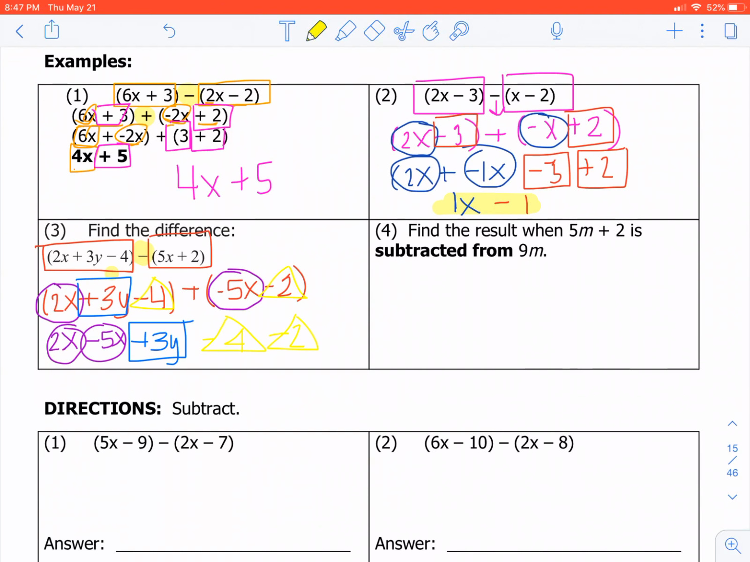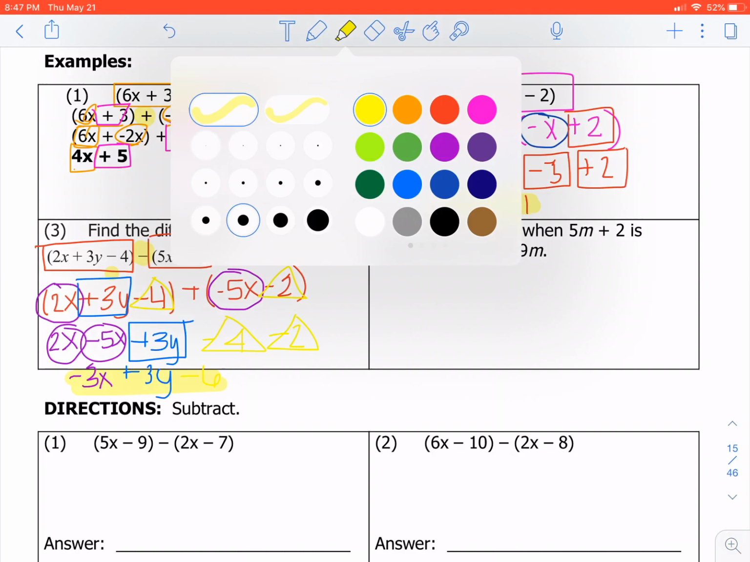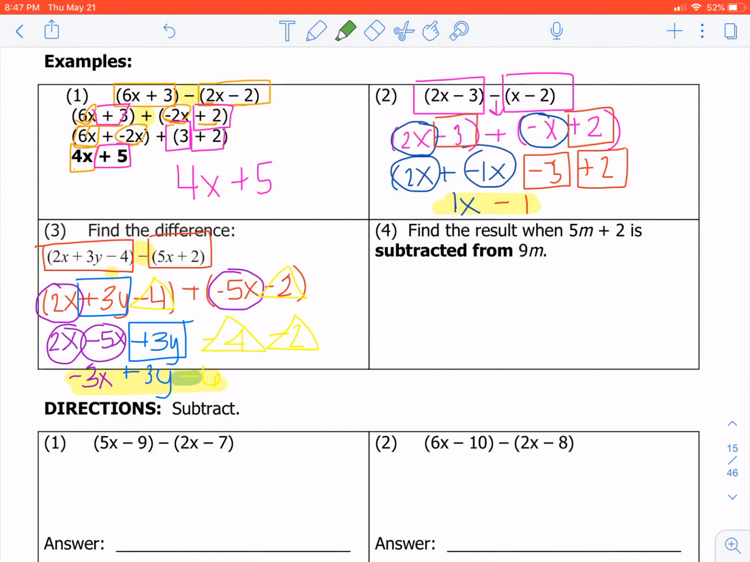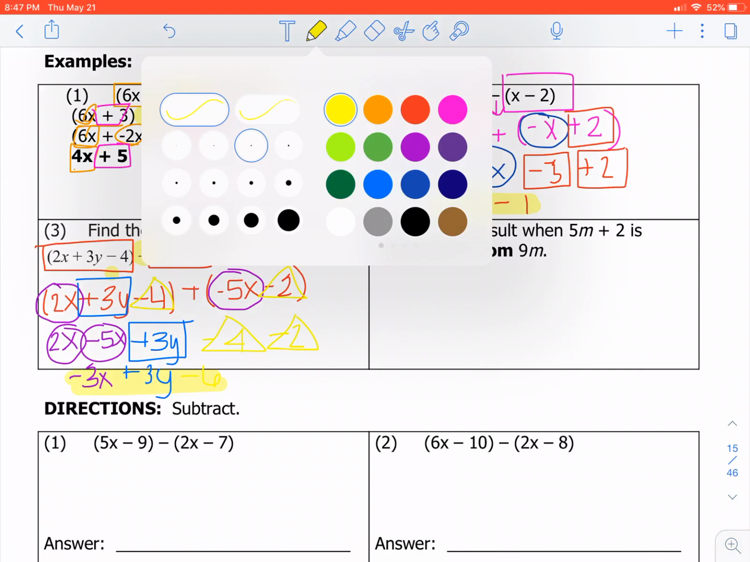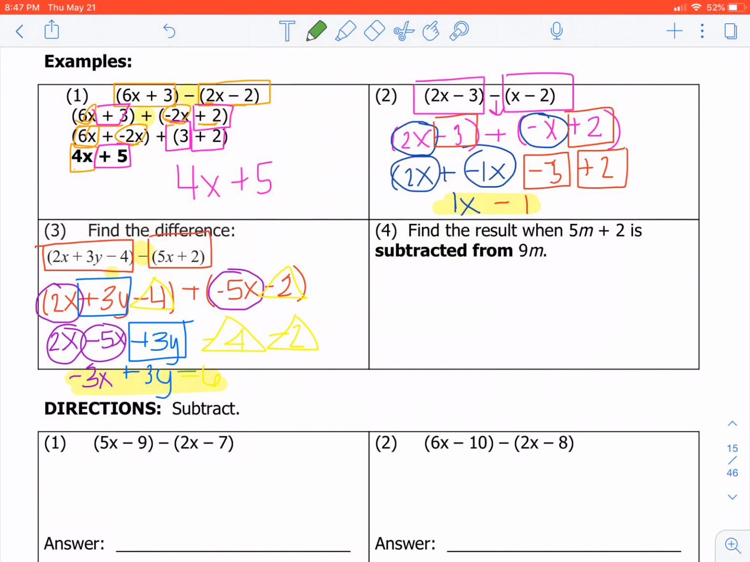Okay, I'm going to add all of my like terms. So 2 plus negative 5, that's negative 3x. This is going to be plus 3y. And then negative 4 and negative 2 is negative 6. Here's my answer. Nothing in there is like terms, so we just leave it as that. And you can barely see. Let me make that a different color. Let's make that a minus 6 so you can actually see it.